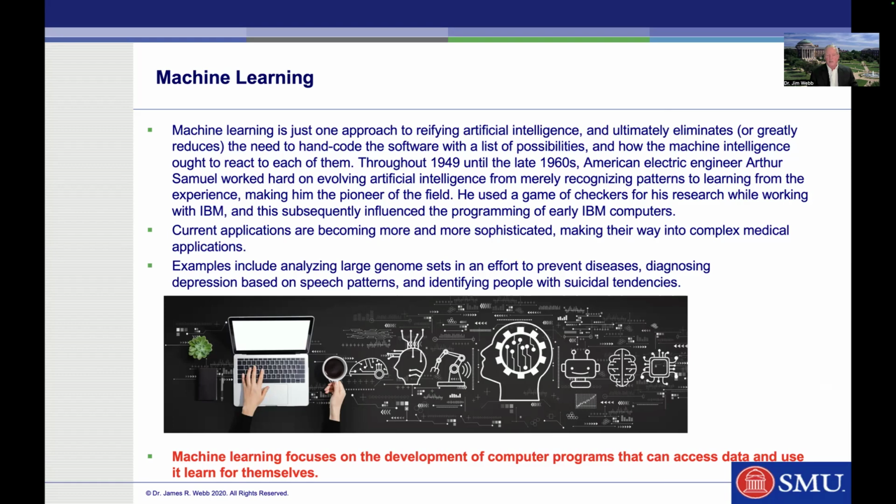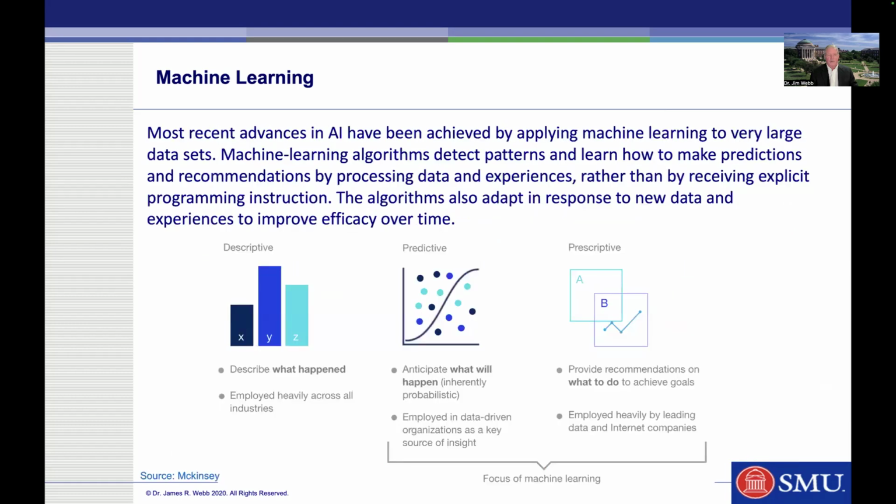Current applications are a lot more sophisticated, and now we're even getting to medical applications. For example, you can use large genome sets to prevent diseases and diagnose depression based on speech patterns and all kinds of other things. Most recent advances in artificial intelligence have taken machine learning, taking large data sets, and pushing them through these different algorithms.